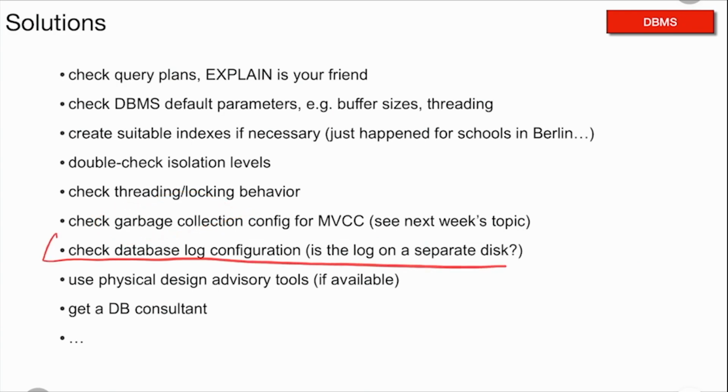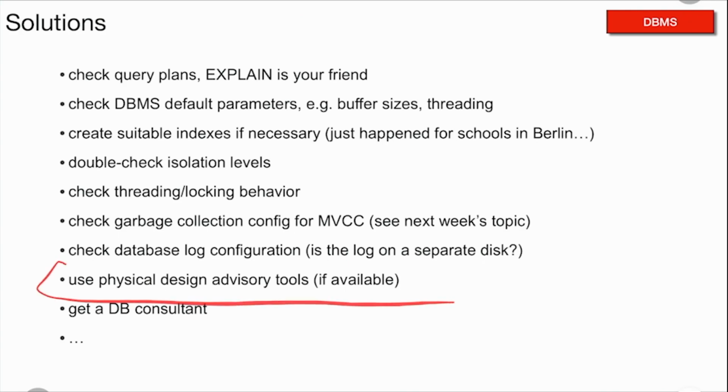Yeah, how does the database lock work? How is it configured? Did you put it on a separate fast disk? Is a database lock the problem? Check it. Use physical design advisory.